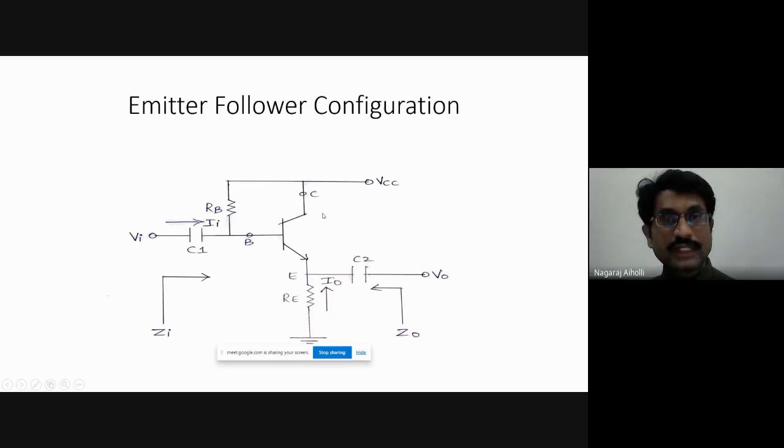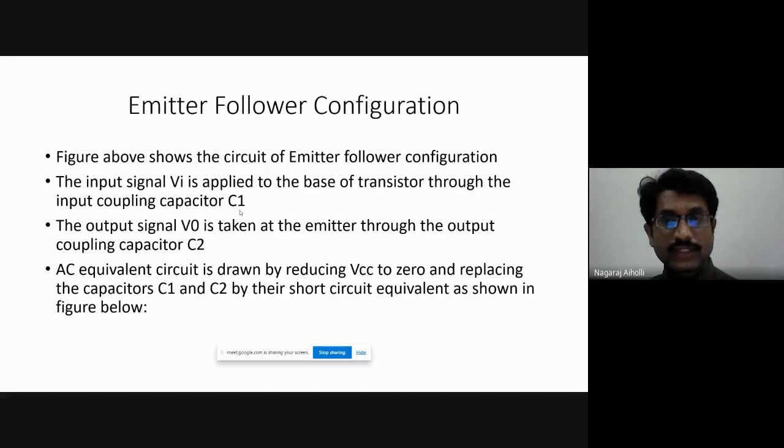This is one more circuit, the emitter follower configuration. In this emitter follower configuration, there is RB resistance, there is no collector resistance, and there is RE resistance. Input is applied to the base terminal, output is taken from the emitter terminal. Input impedance is Zi, output impedance is Zo, input current is Ii. This is the figure which shows the emitter follower configuration. Input signal Vi is applied to the base through coupling capacitor C1. Output is taken from the emitter through coupling capacitor C2.